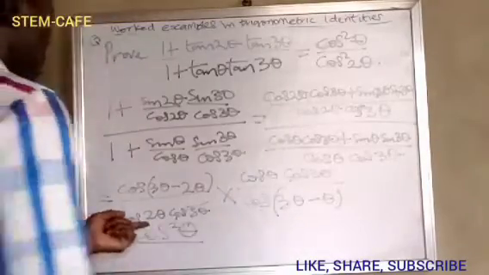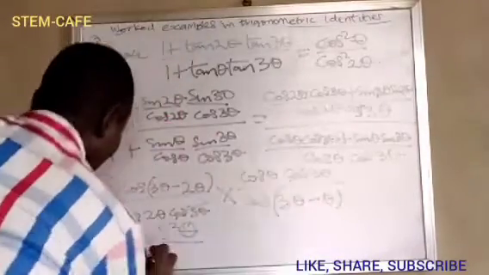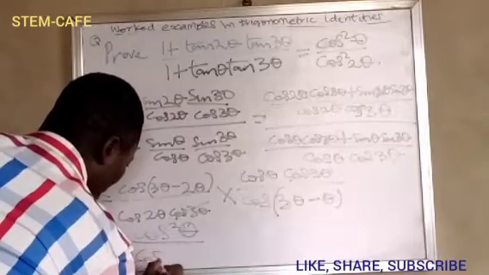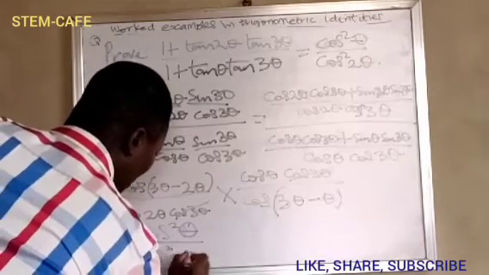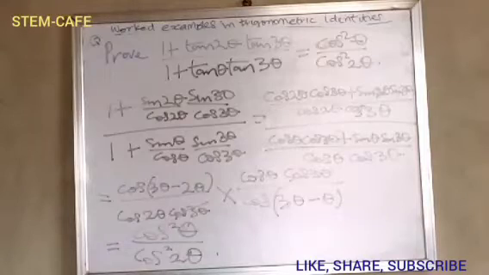Same here. This one is cos 2 theta, and cos 2 theta is going to give me cos square 2 theta. Thank you.